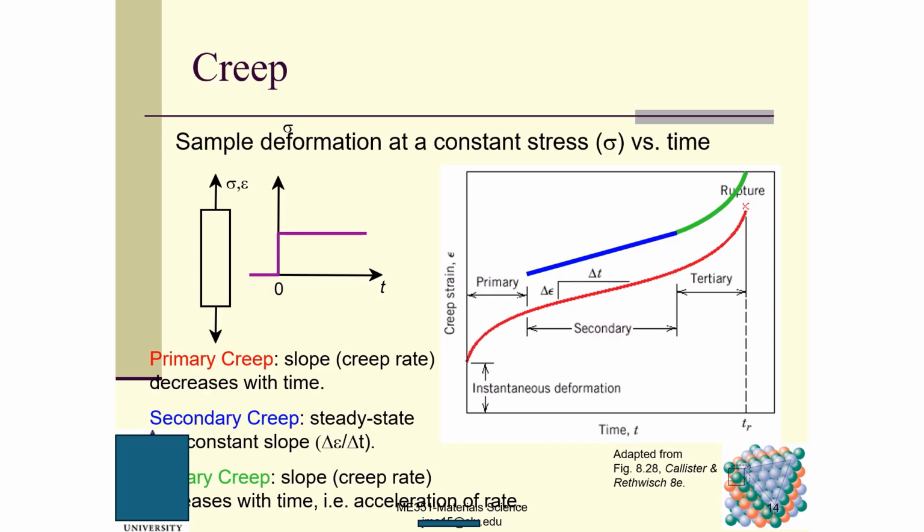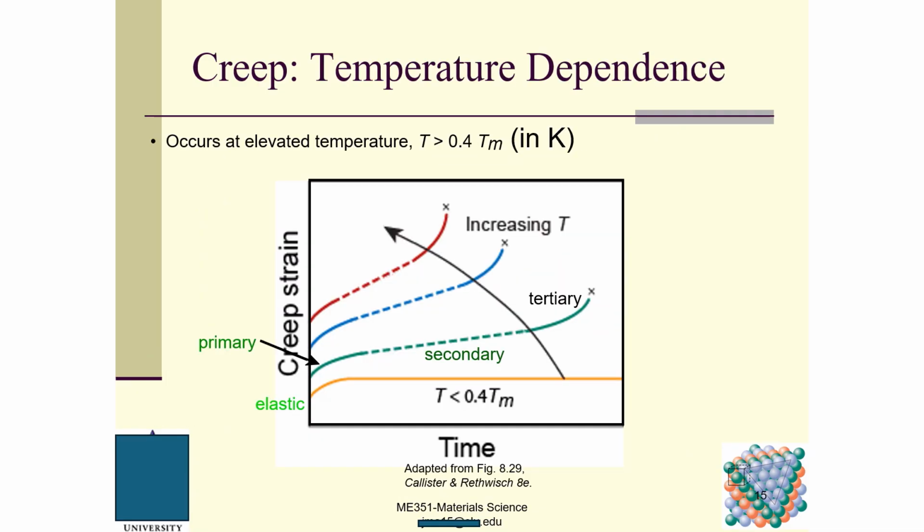So this is primary, secondary, steady state, constant slope, and tertiary creep, where the slope increases with time, and this is the acceleration of the rate. The creep is temperature dependent, right? So you should know that. Creep usually occurs at elevated temperature, when the operating temperature is about 0.4 multiplied by the melting temperature. This is in absolute temperature, K, Kelvin.